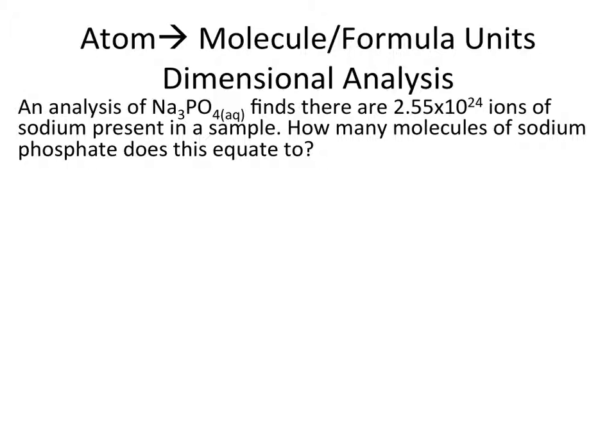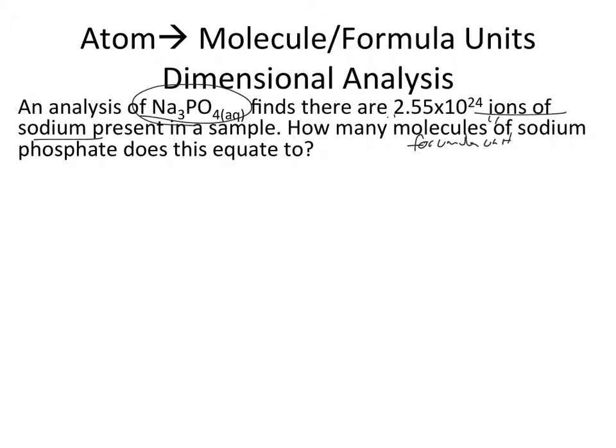Okay, so it's talking about ions of sodium, and we are given a formula unit. It's asking us how many molecules or how many formula units of this sodium phosphate does this equate to. Okay, so in this case, they're using molecules in quotations, but this should really be talking about formula units because sodium phosphate is an ionic compound. So how many formula units are in this sample of ions?